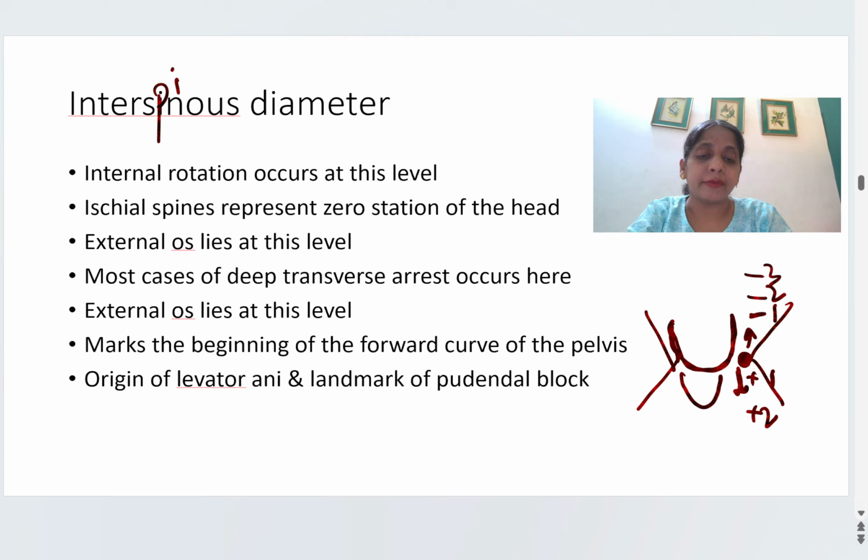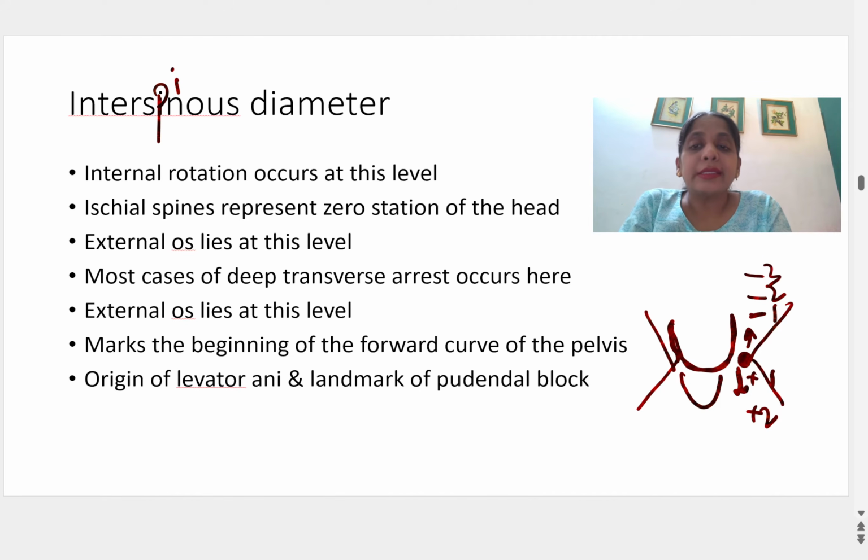Other questions or one-liners on the interspinous diameter: first of all, this ischial spine represents the station, and internal rotation occurs at this level, and the external os lies at this level. Most cases of deep transverse arrest occur here, because this is the smallest diameter. So arrest will occur at a narrow position, right?